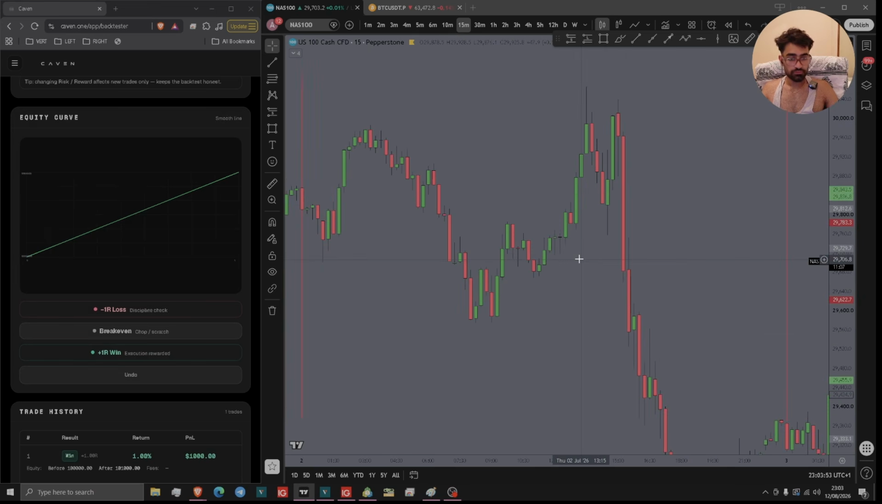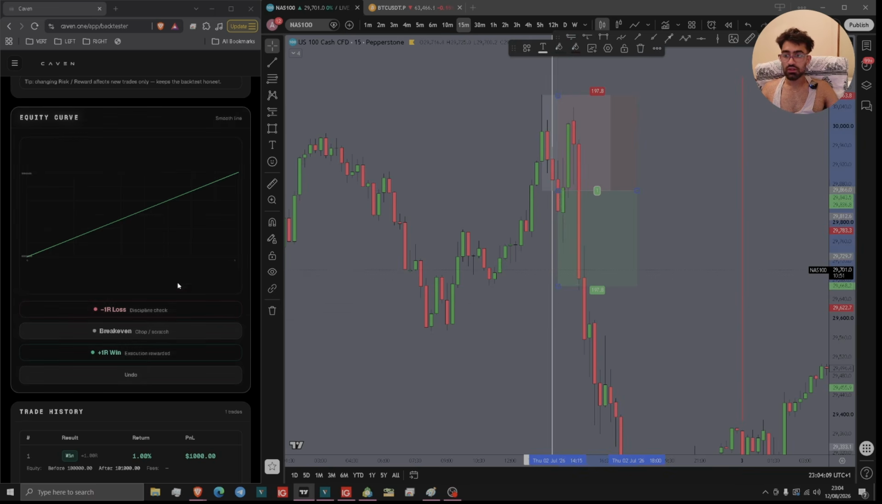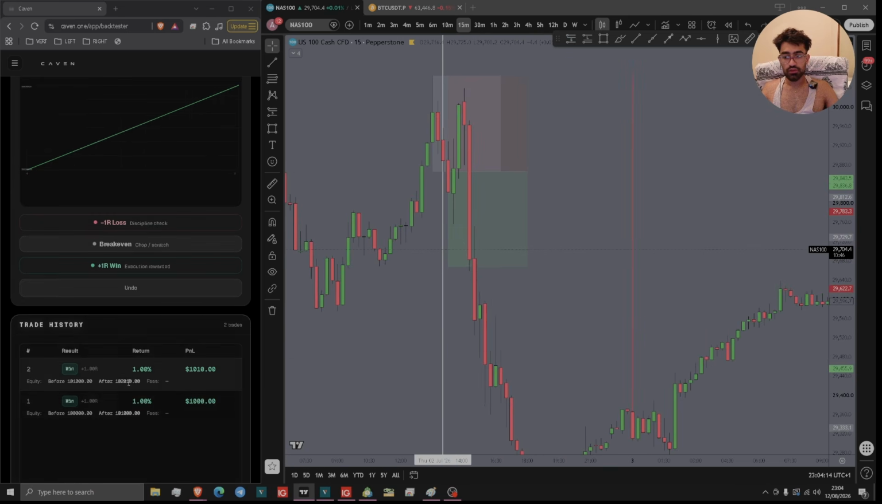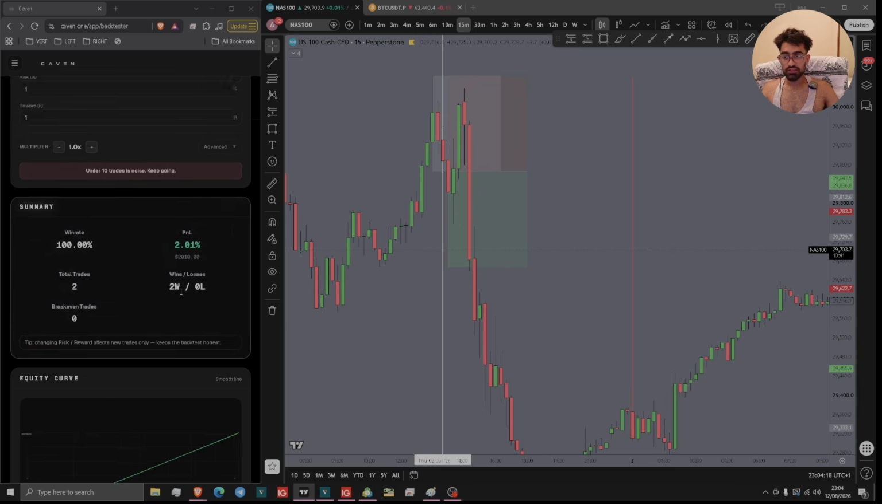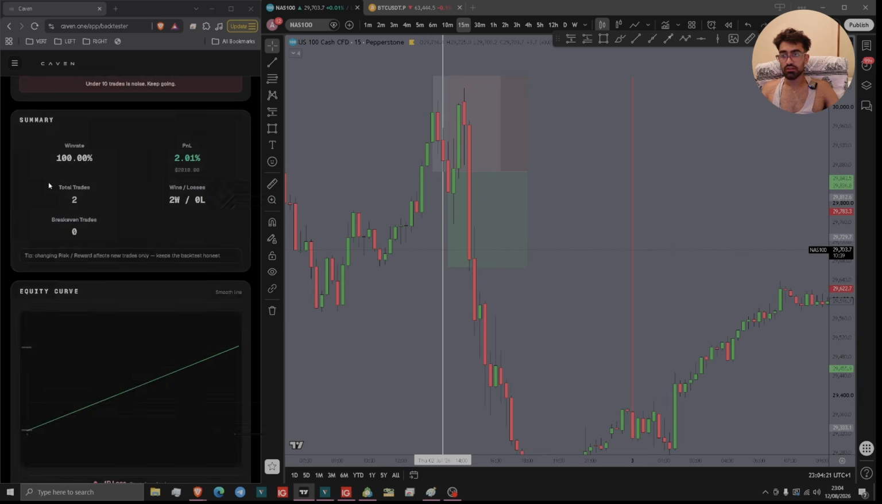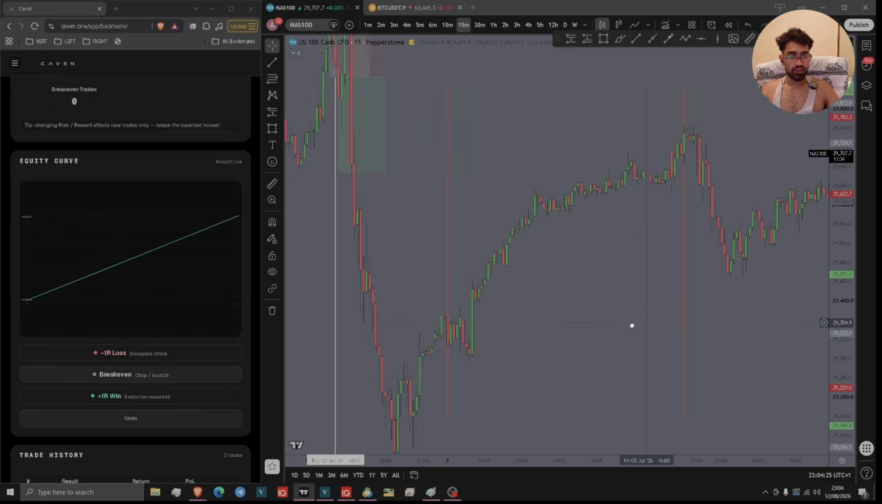Second day, 2 o'clock. 1, 2, 3. Highest point, lowest point. Entry happens here. 1-to-1. Second day was a win as well. You can see here the trades are being tracked as well. You can see the overall percentage win rate, and using a fixed 1% risk per trade metric to keep everything nice and clean.